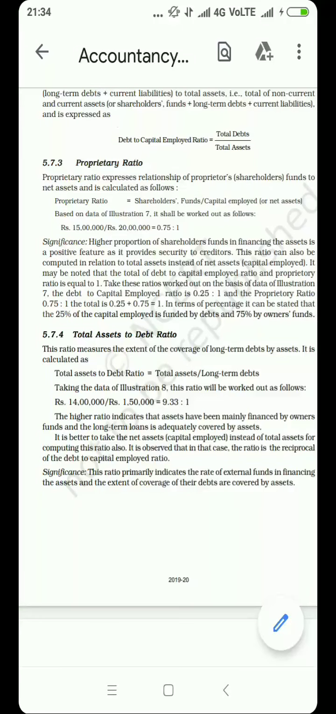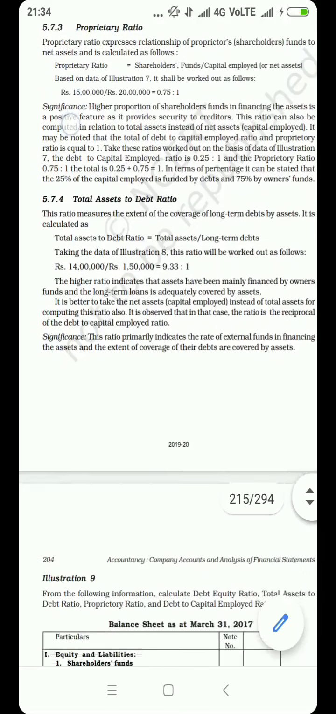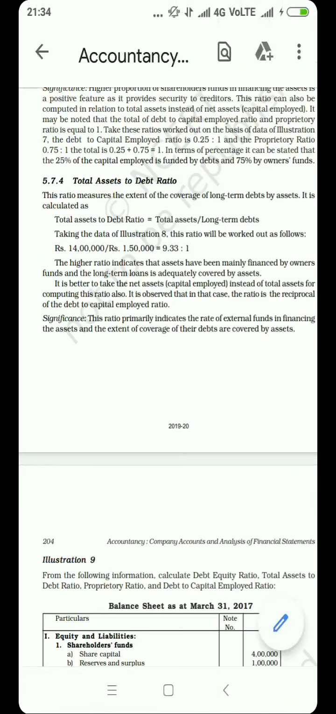This is the second video for April 20. I have explained till proprietary ratio. Now going to total assets to debt ratio. Okay. So the ratio itself says it is total assets divided by long-term debts.